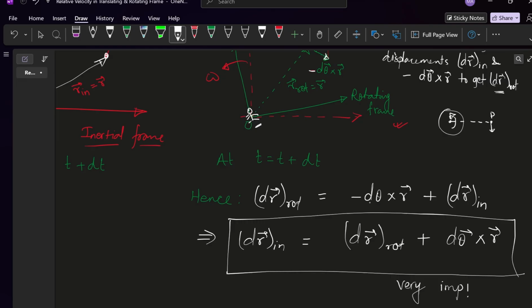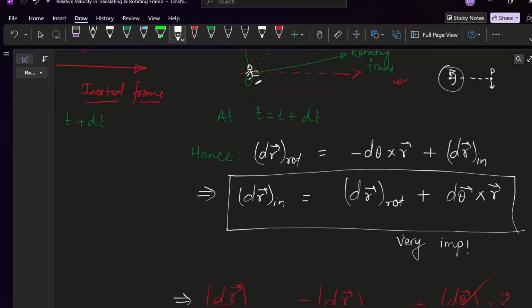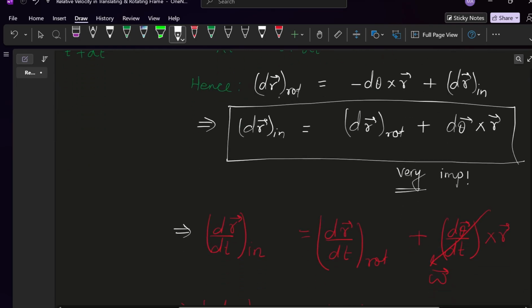From here we got, right? Minus I have taken to the left side. Very, very important one. So now we have proved this. We have proved the elementary displacement in inertial frame is equal to elementary displacement observed by the rotating observer plus some d theta vector cross r vector.